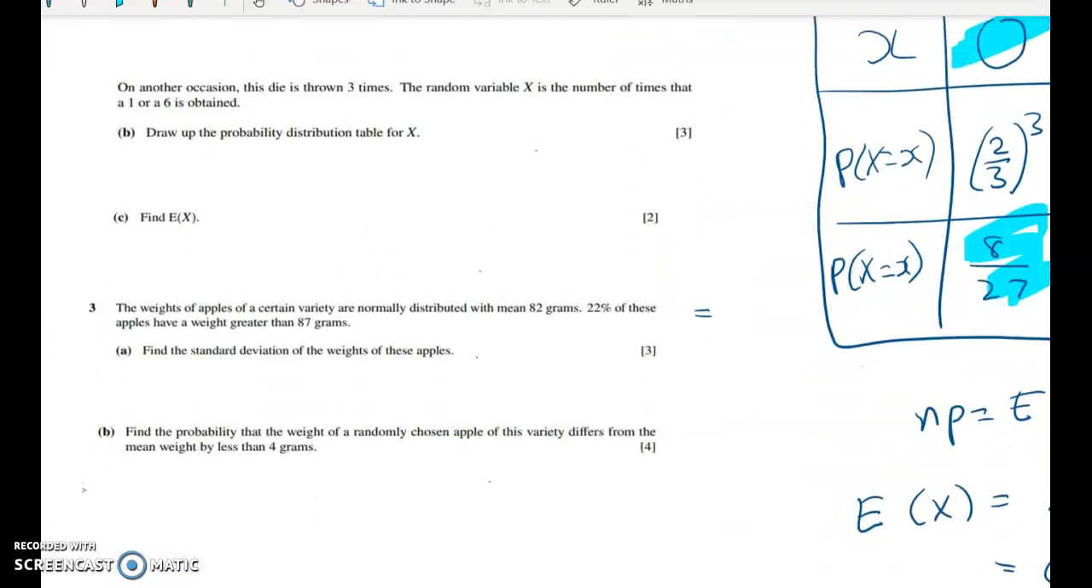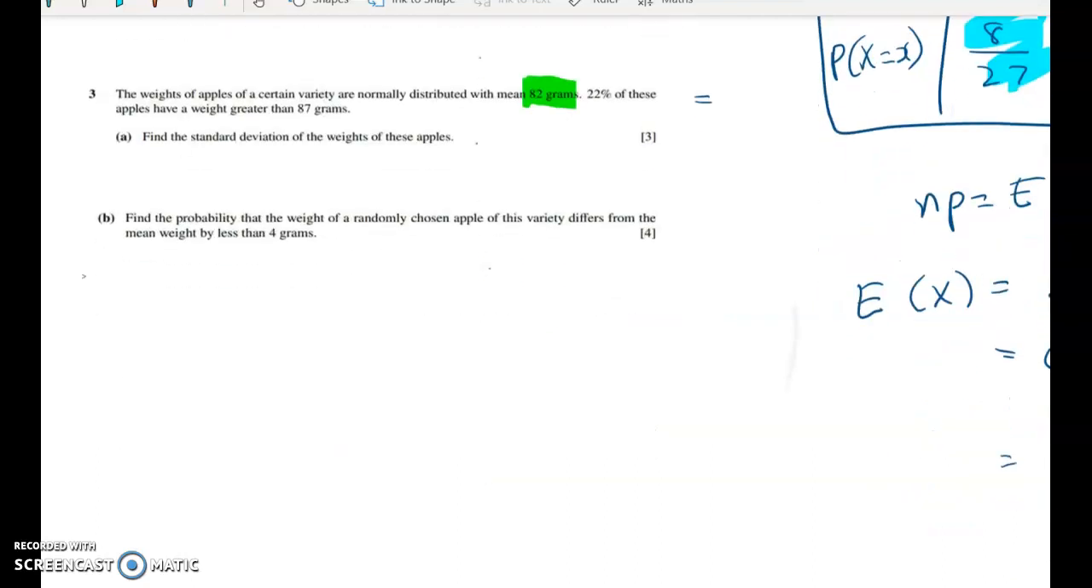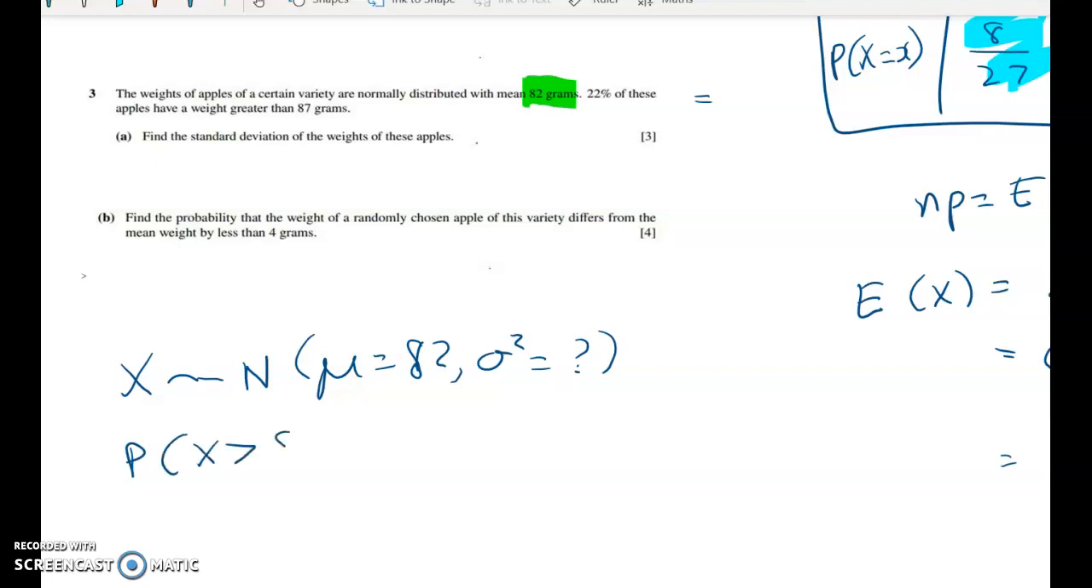It's all about apples. So the weights of apples of a certain variety are normally distributed with a mean of 82 grams. 22% of these have a weight greater than 87 grams. So let's start by writing out what we know about X, which is the weight of the apples. So X is distributed normally with a mean of 82 and a variance, which is the second number I'm always given, of something that we don't know yet. The probability that X is greater than 87 is equal to 0.22.